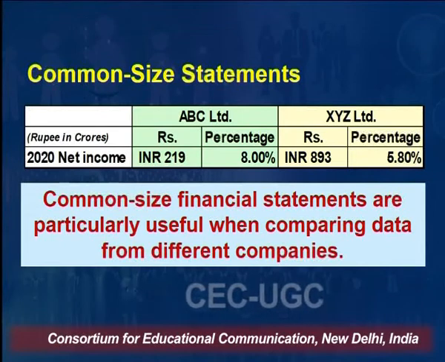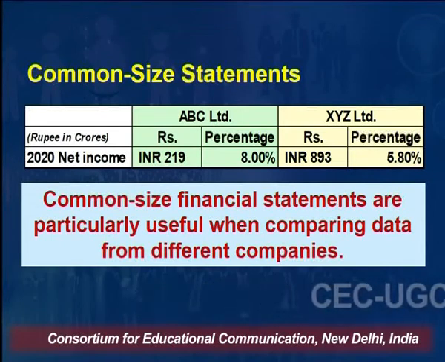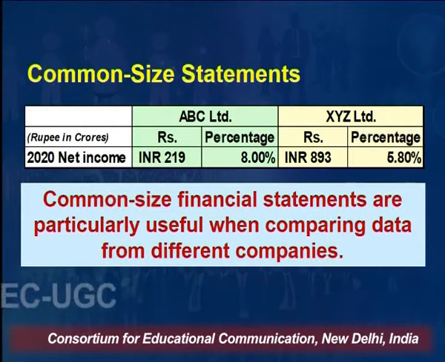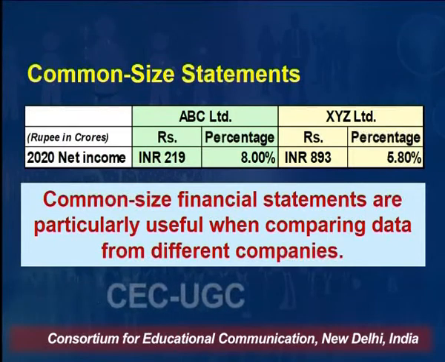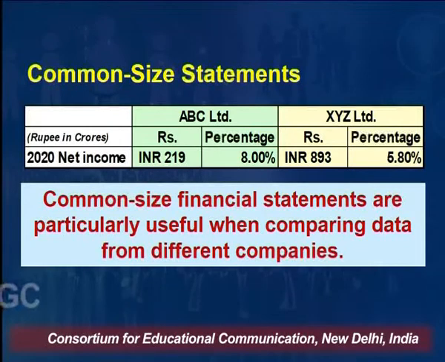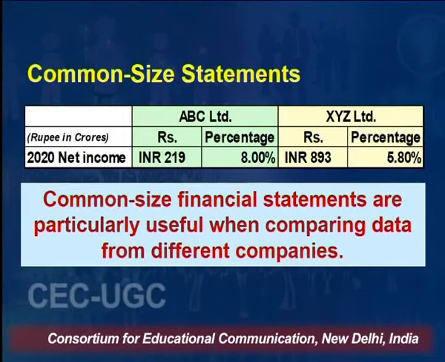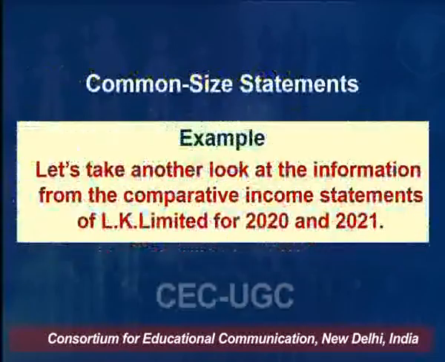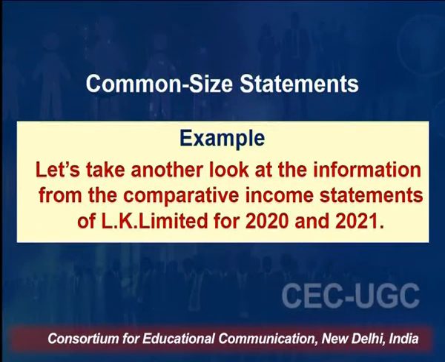Suppose it is 219 crore rupees for ABC Limited, so the percentage is written here: out of total sales, since it is net income, 8% is my net income, whereas in the case of XYZ Limited it is 5.80%. It would be clearer when we take up an example to understand.